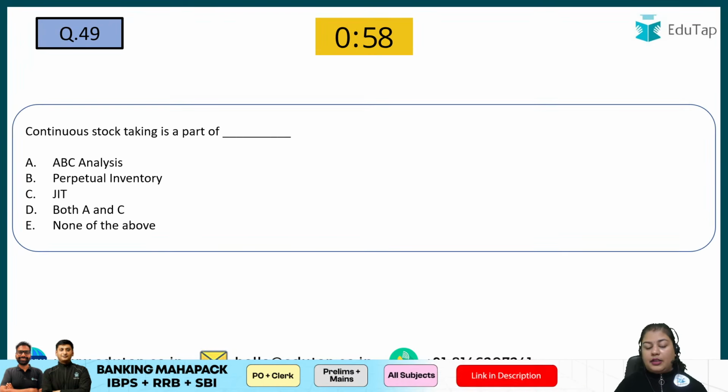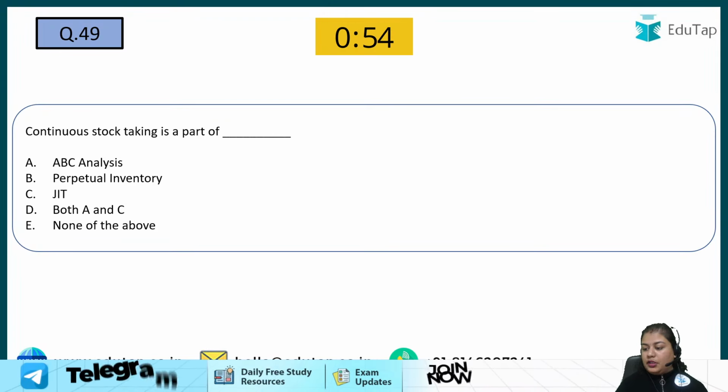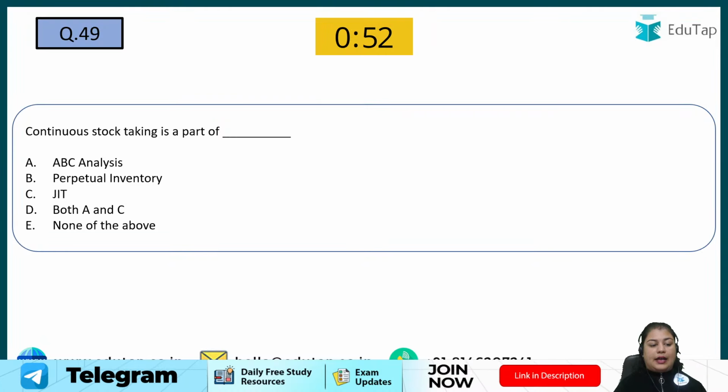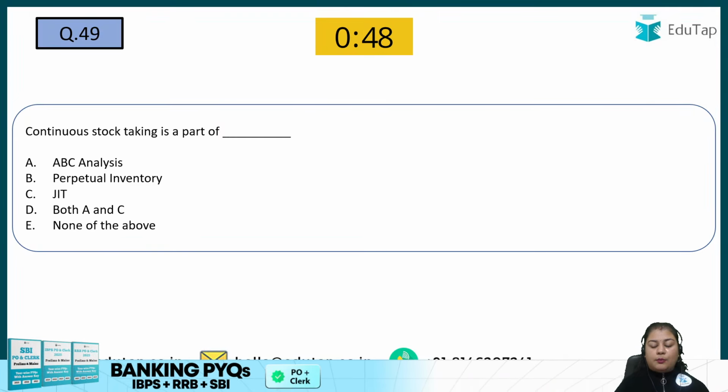Next, question 49. Continuous stock taking is a part of dash: ABC analysis, perpetual inventory, JIT, both A and C, or none of the above.